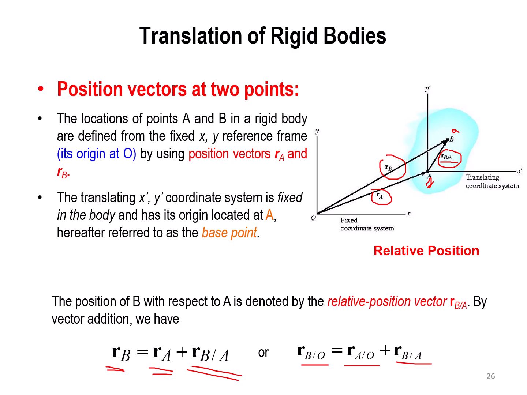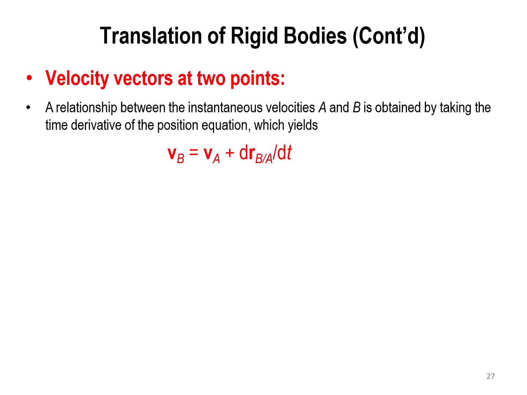The same thing actually can be done for the velocity. As we had for the distance, the same thing can be repeated for the velocities. So for the velocity vectors at the 2 points, there is a relationship between the instantaneous velocity at A and B, which is obtained by taking the time derivative of the position equation, which is going to yield simply that the velocity vector of B is equal to the velocity vector of A plus the change of the length of the vector RB/A with the time.